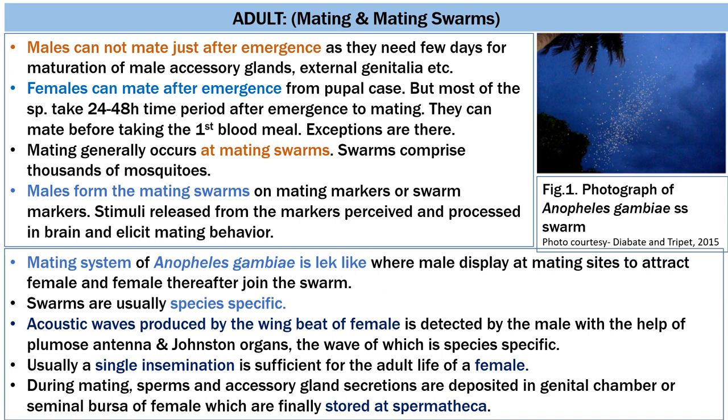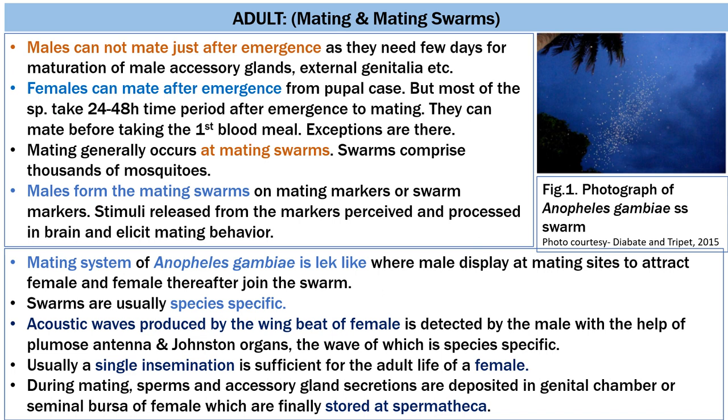The mating system supposed for Anopheles gambiae is lek-like, where males display at mating sites to attract females, and females thereafter join the swarm. Swarms are usually species-specific. Acoustic waves produced by the wing beat of the female are detected by the male with the help of plumose antennae and Johnston's organs, the wave of which is species-specific.